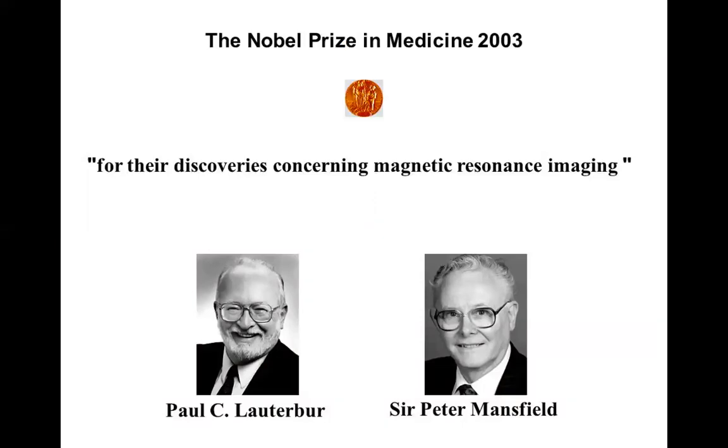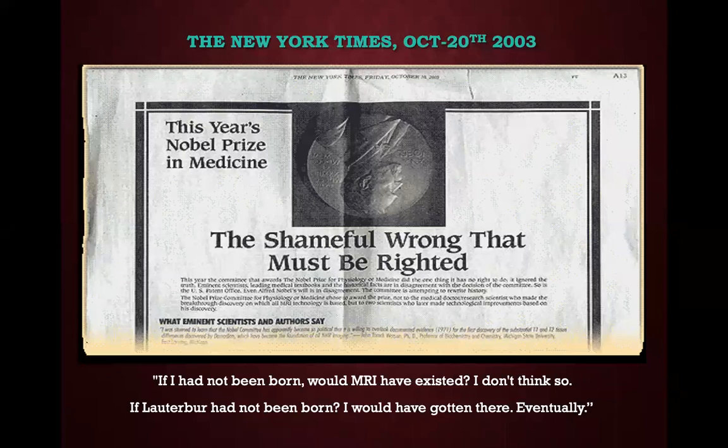I would request all the residents to please make sure they know these two names, because they ask it in the exam. It was Paul Lauterbur and Peter Mansfield who won the Nobel Prize in 2003 for the discovery of the MRI. But it was sad that they forgot to mention Raymond Damadian. It was an honor that the New York Times, on the 20th of October following the announcement, gave a headline saying it was a shameful wrong that must be righted by the Nobel Committee.